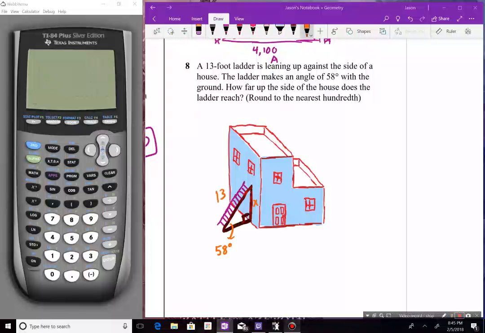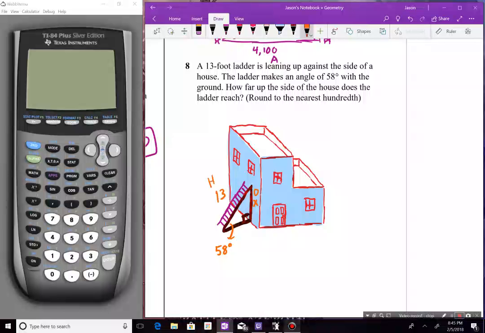Alright, so here's our house. We have the ladder that's 13 feet tall. The angle at the ground is 58 degrees, and the height up the side of the building is what we're looking for. So the height is across from it, so that's the opposite. The 13 is our hypotenuse.